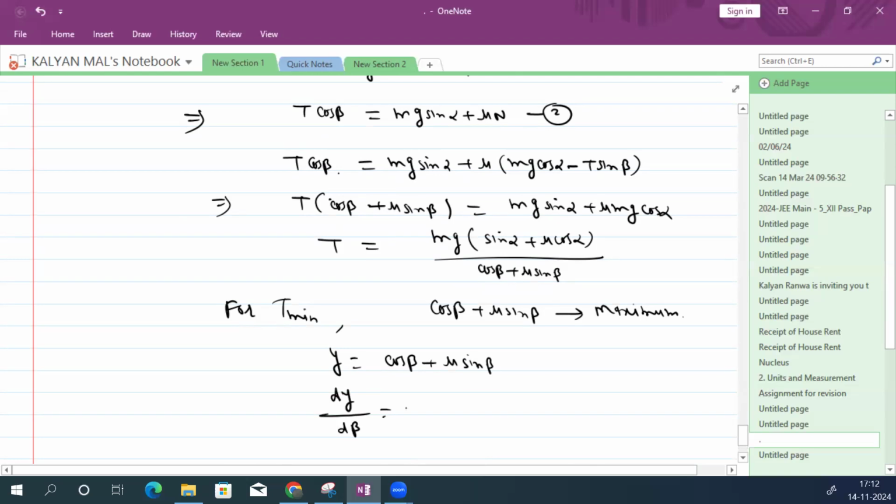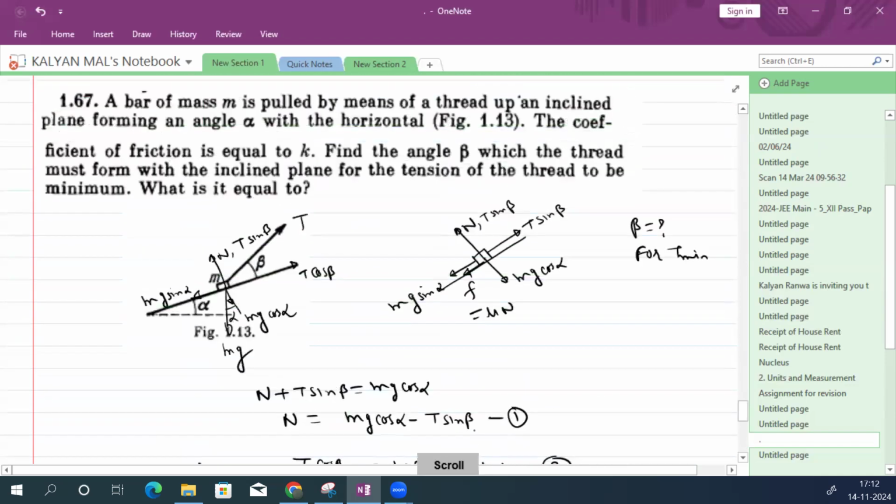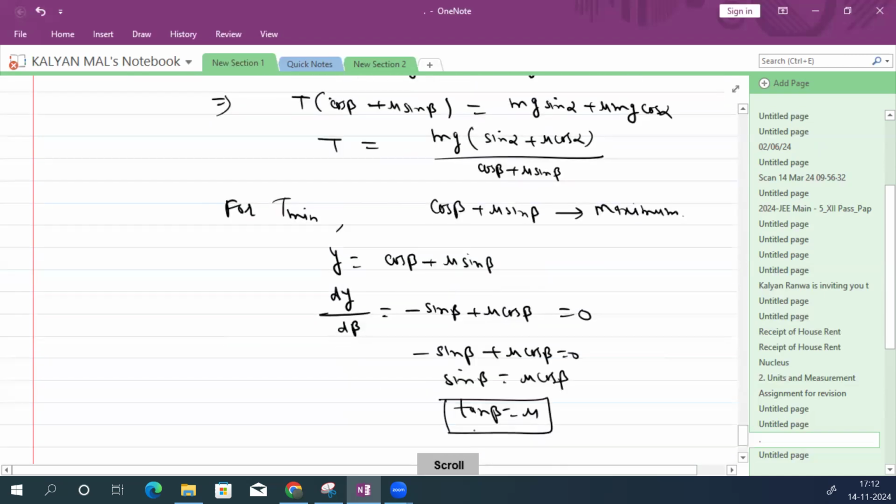Differentiate y with respect to beta. So this comes out minus sin beta plus mu cos beta, and put this equal to 0. After solving, minus sin beta plus mu cos beta equal to 0, that means sin beta equals mu cos beta. So this comes out to be tan beta equal to mu. So the value of beta should be tan inverse mu.